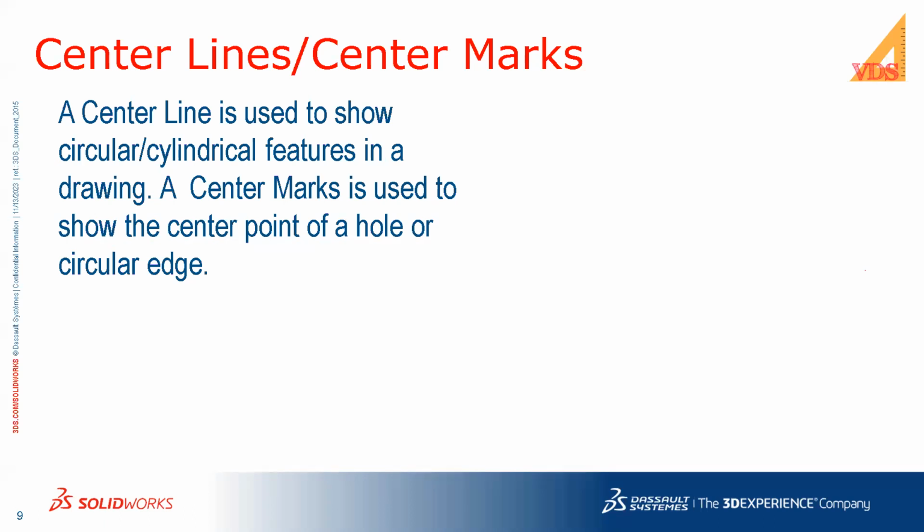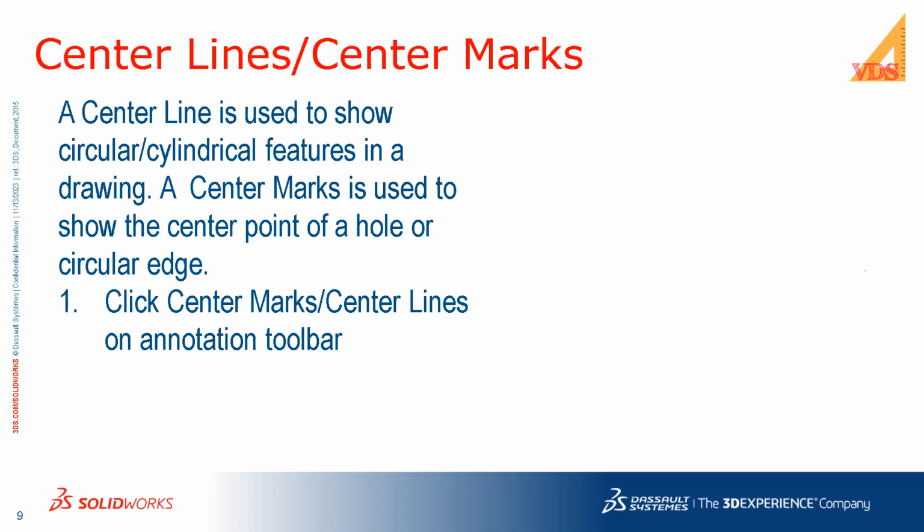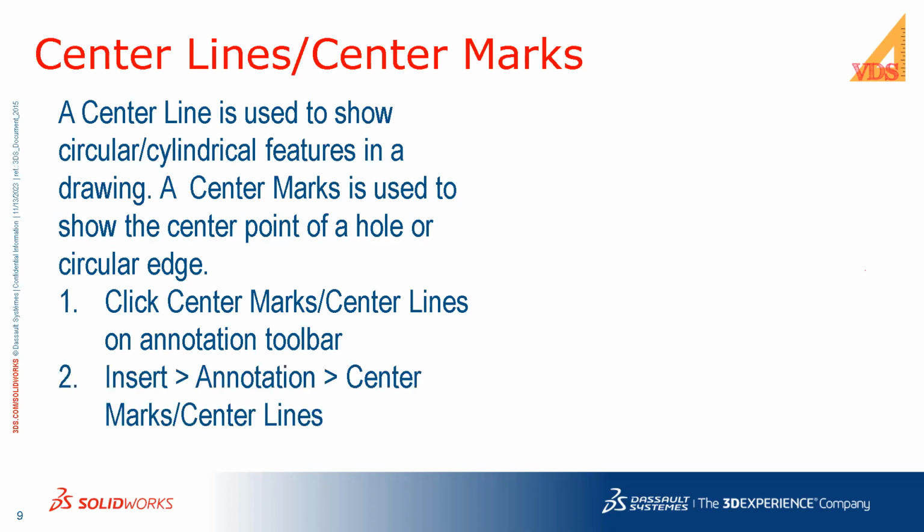it's a circular or a round cylinder. Then a center mark is used to show the center point of an arc or a hole, right? And using that, we can indicate that this is the center point, and we can reference that center point to either define the positions or for other things. We can click on center mark, center line on the annotation toolbar, or we can go to the annotations on the menu, and then click on center line and center mark. So these are two different tools, but they are similar in nature.